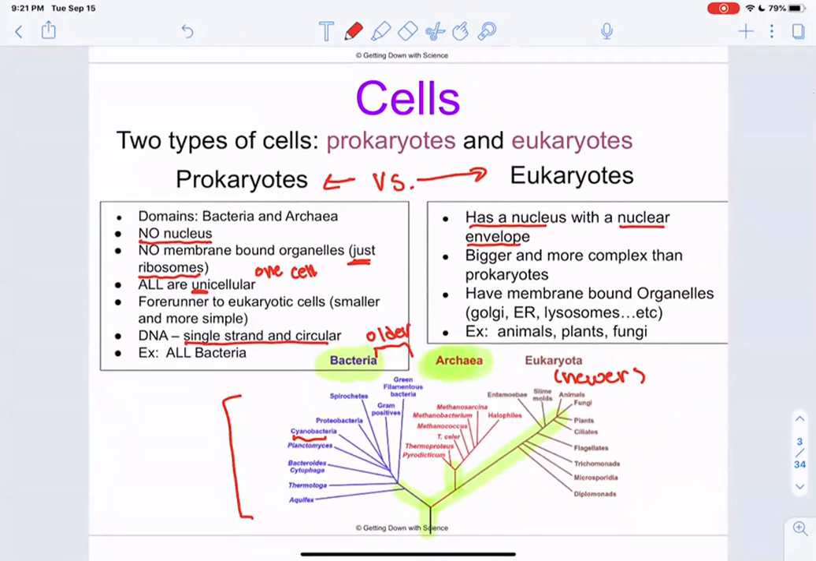Now let's look at eukaryotes. Like we said, eukaryotes do have a nucleus. They're going to be bigger, more complex, and they tend to be multicellular, which means they're made up of more than one cell. Like us, like plants, like your dog, like birds, like most living creatures. They're also going to have membrane-bound organelles like mitochondria, chloroplasts, lysosomes, endoplasmic reticulum, etc. Examples include animal cells, plant cells, fungi, slime molds, you name it.